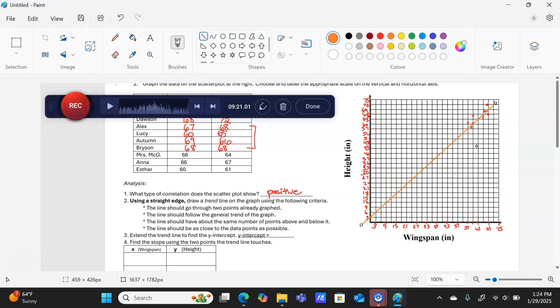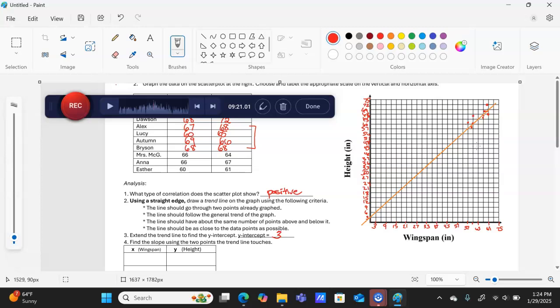Nope, I want it that color. Let me get back to my pen tool. Extend the line and find the y-axis. Mine is hitting right at 3. Depending on where your dots are graphed and how you did the trend line, yours may not hit right at 3. That's fine.